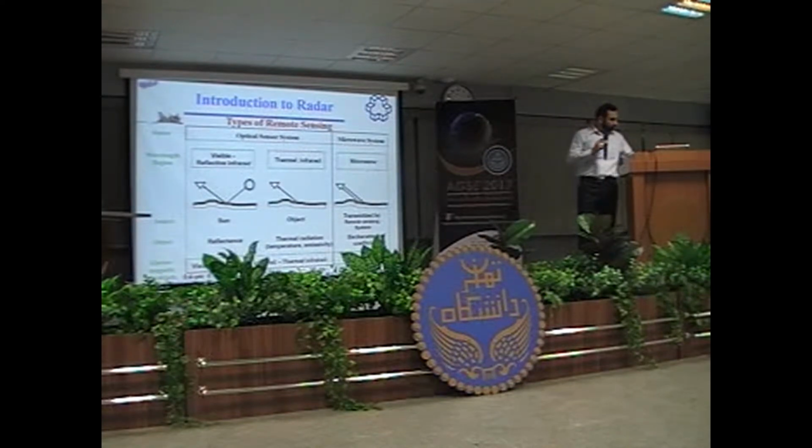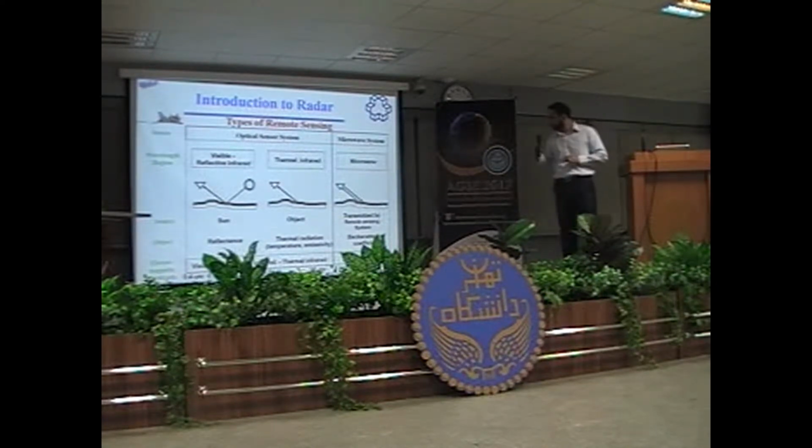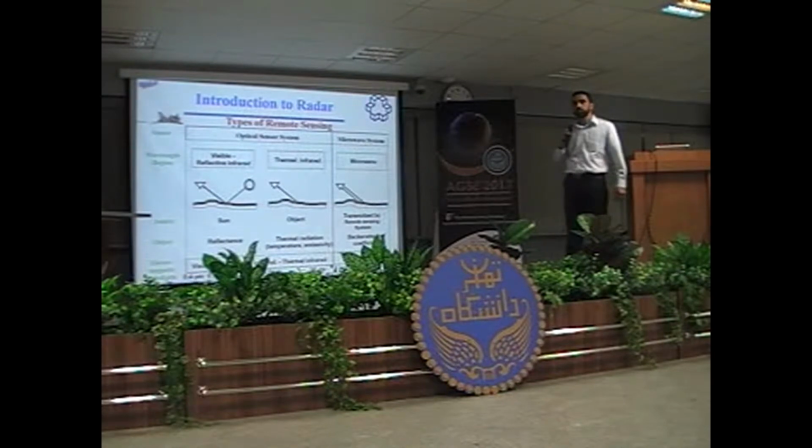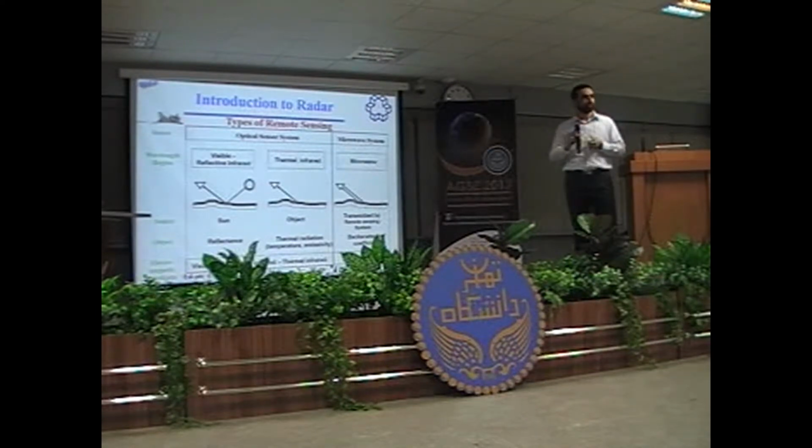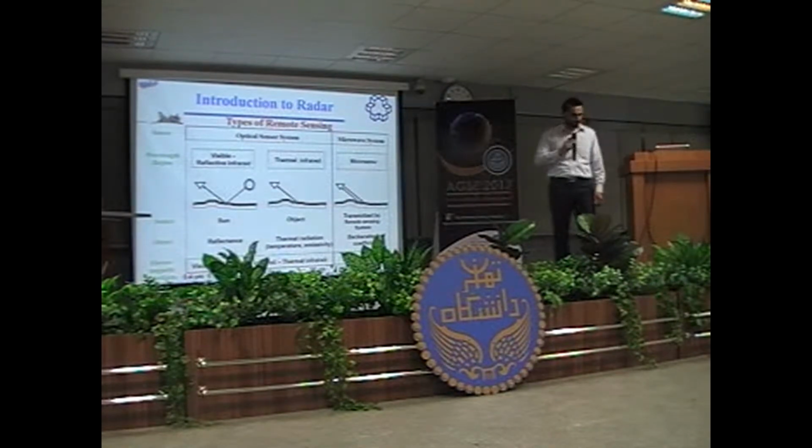The part of the spectrum that microwave remote sensing uses is from a few centimeters to 1 meter. As you know, the wavelength is much longer than the optical one, which is just a few microns. This brings us a lot of advantages compared to optical remote sensing.